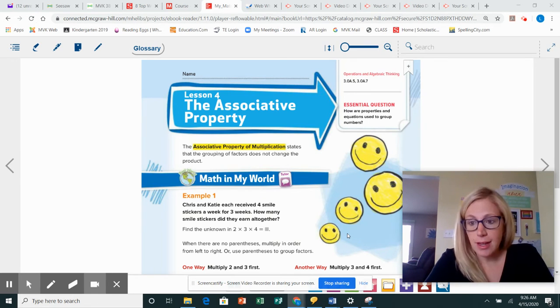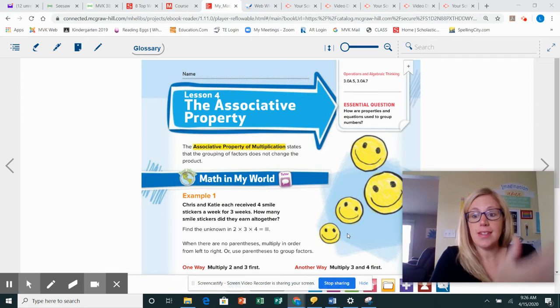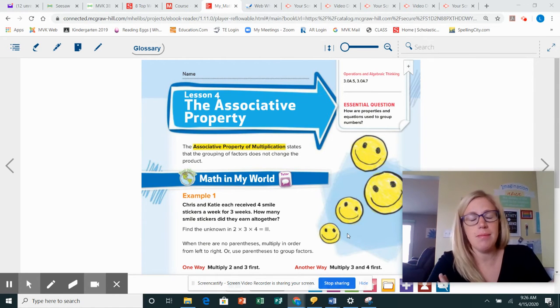It is the same thing that we did yesterday. It just now has a name. When you multiply 3 factors, it does not change the product. That's called the associative property of multiplication. It's the same thing as the associative property of addition.